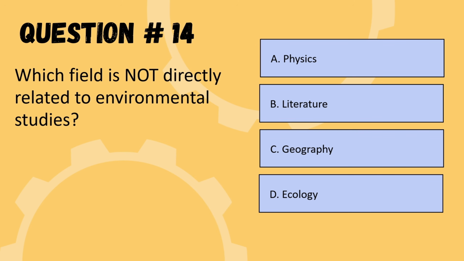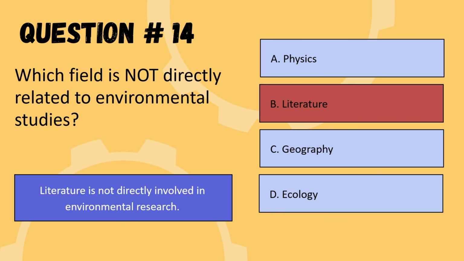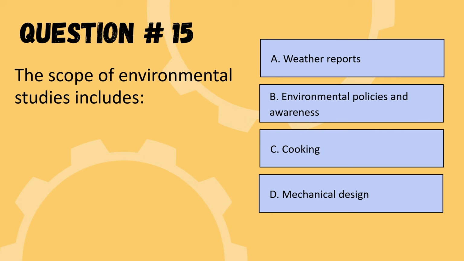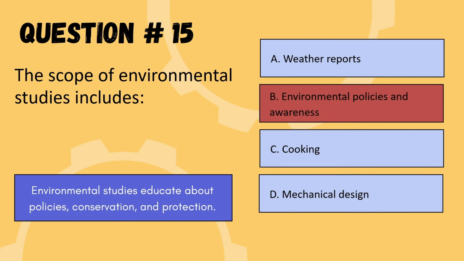Next question is, which field is not directly related to environmental studies? So your options are physics, literature, geography, ecology. So your correct option is option B, literature. So we are moving to the next question. The scope of environmental studies includes weather report, environmental policies and awareness, cooking, mechanical design. So the correct option is option B, environmental policies and awareness. So we are moving to the next question.